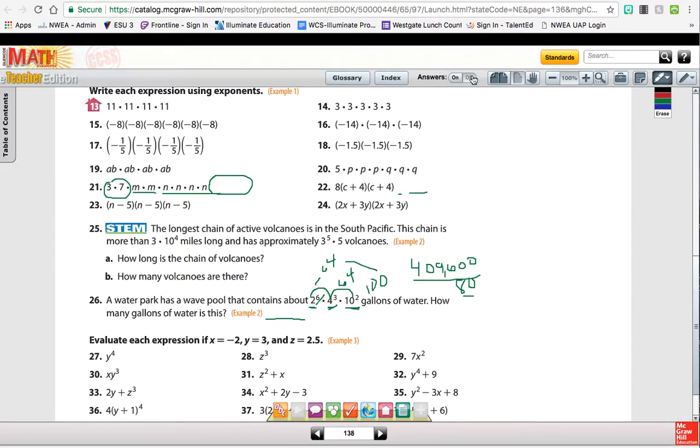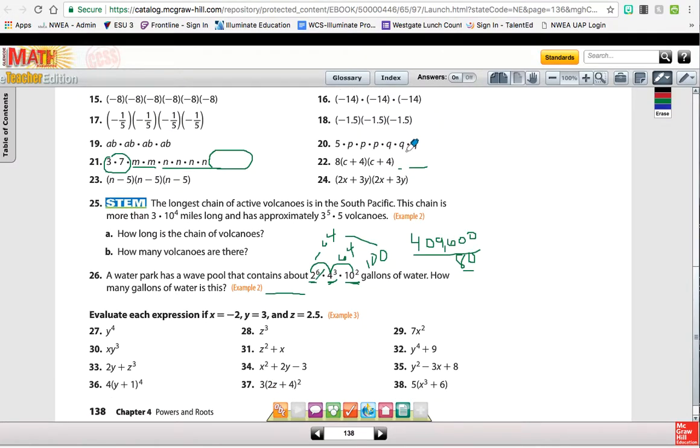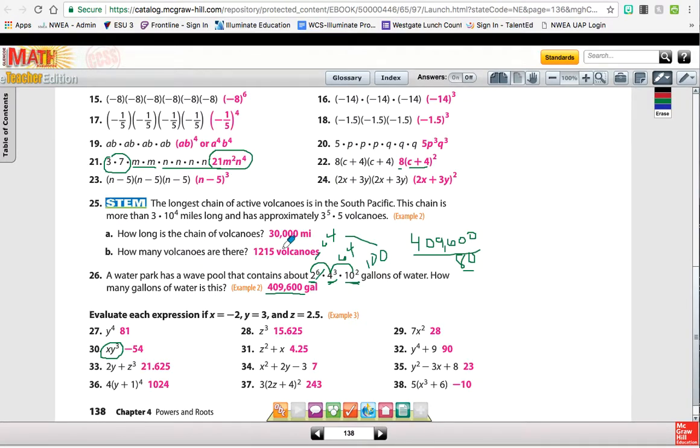The next problem we're going to look at is on page 138, number 30. Number 30 is xy cubed. Go ahead and pause the video and try to work out that problem on your note sheet. Press play when you're ready to see the answer. X is -2 and y is 3. 3 cubed is 27, and 27 times -2 is -54.